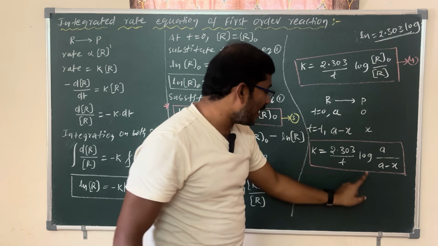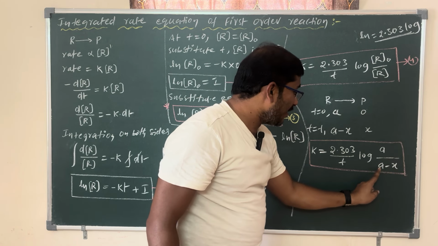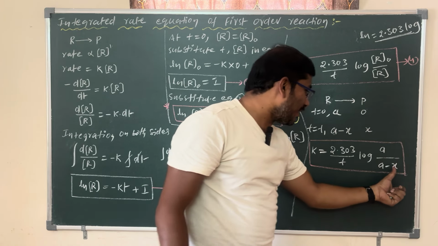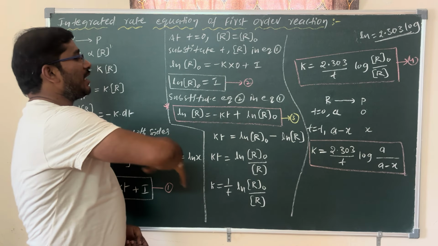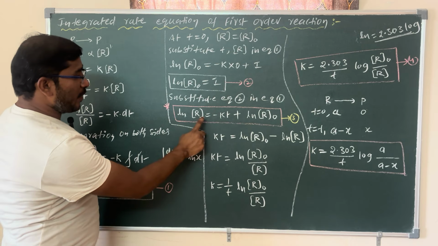If 90% is completed, that is 100 minus 90. If 80% is completed, that is 100 divided by 100 minus 80, that is 20. Like that, whatever percentage is completed, that you have to take here. Okay, students, this is the integrated rate equation of which order reaction? First order reaction. Keep this formula in your mind.